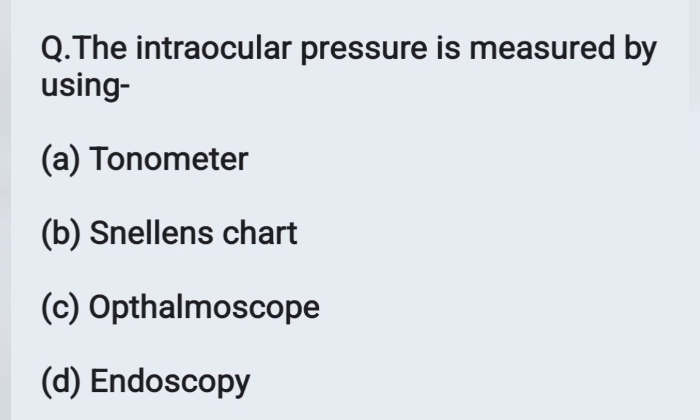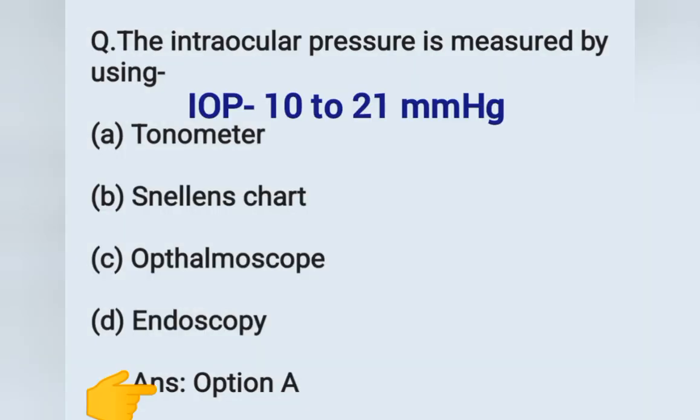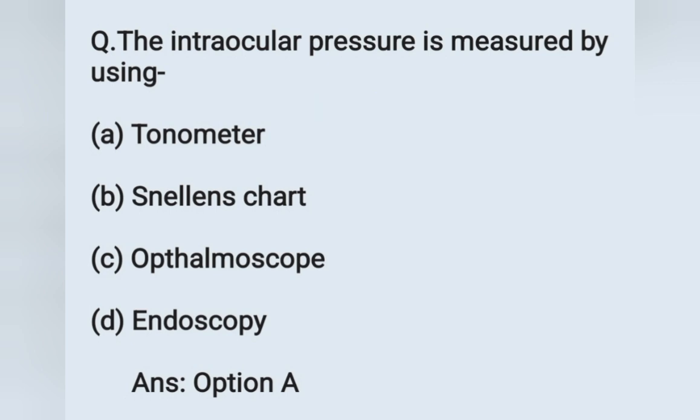The intraocular pressure is measured by using options. Option A tonometer, option B Snellen chart, option C ophthalmoscope, option D endoscopy. Intraocular pressure is measured by using tonometer. Option A is the correct answer. Normal IOP is 10 to 21 mm of Hg. The second option, Snellen chart, is mainly used to assess the visual acuity. Option C, ophthalmoscope, is useful for the visualization of the fundus of the eye. And endoscopy is used to visualize the inside of the body parts. Okay. Move on to the next question.